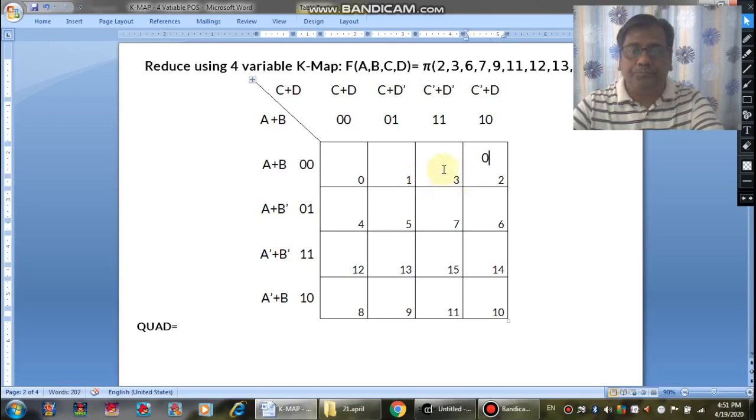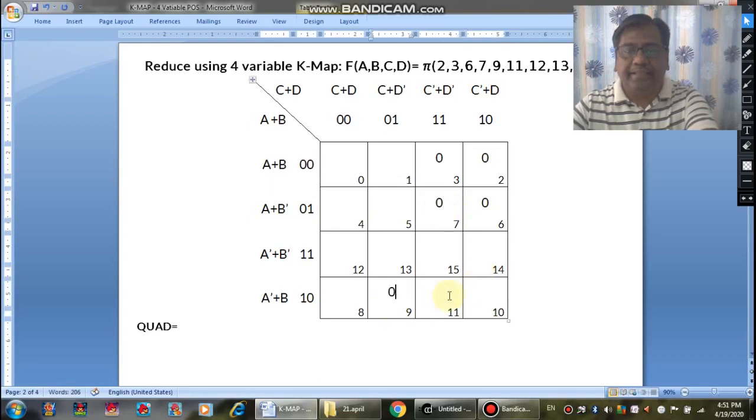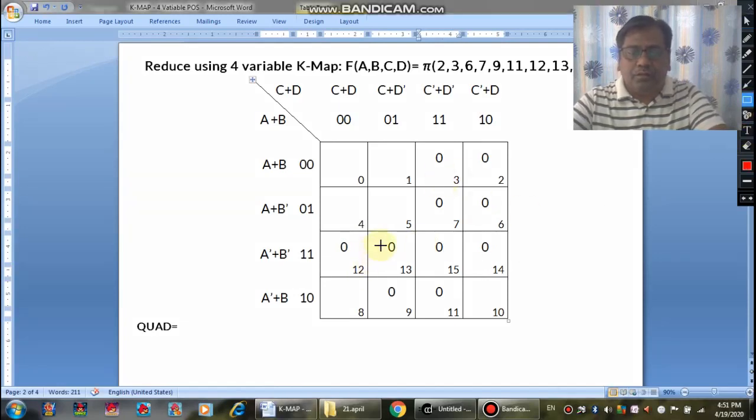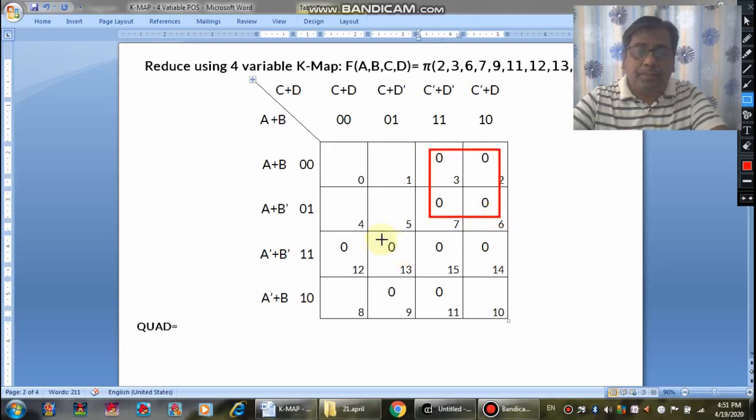At 2 we will plot 0, at 3 0, at 6 0, at 7 0, 9 0, 11 0, 12 0, 13 0, 14 0, and 15 0. Now we will start making the groups. The first group is very clear. I think these 4 zeros are there as a group. The second is this, and the third one is this.